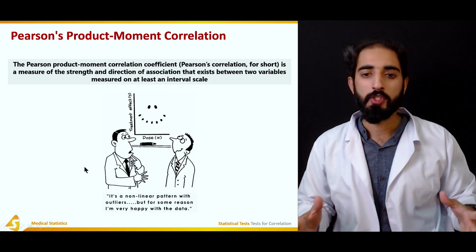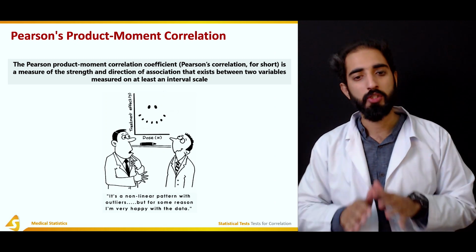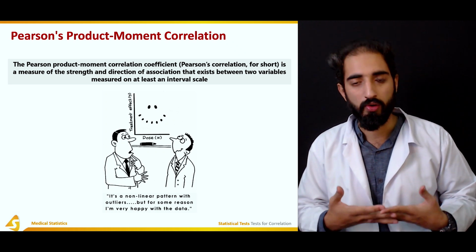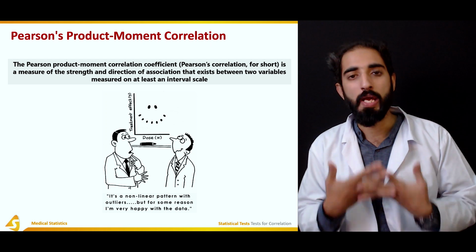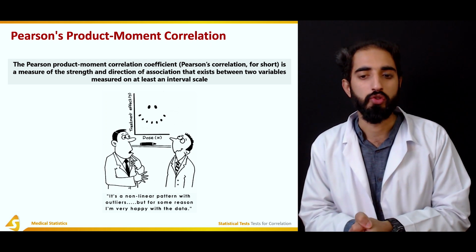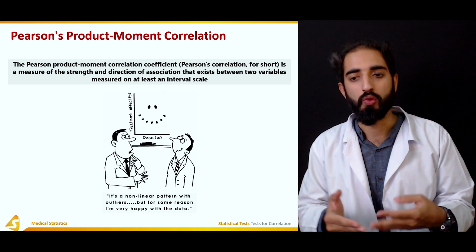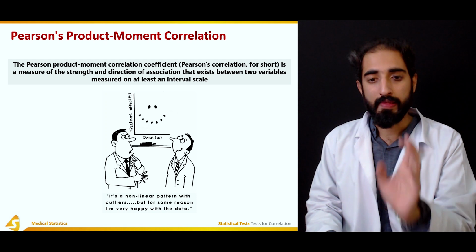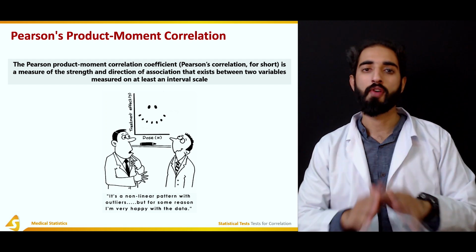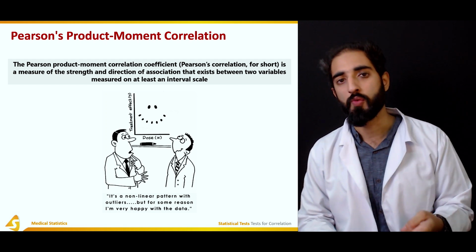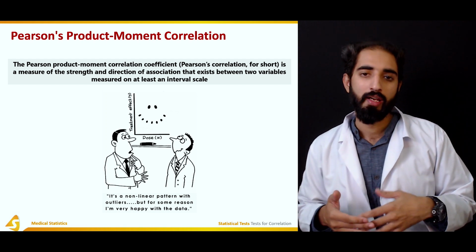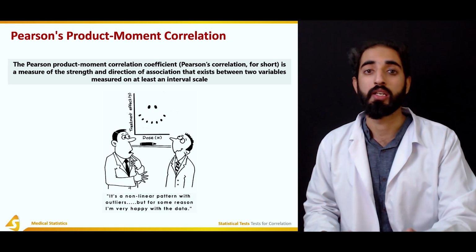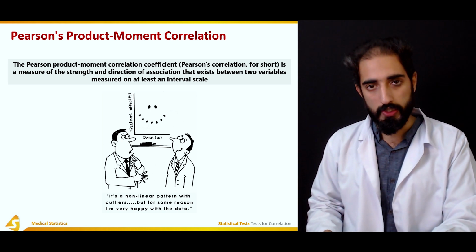So Pearson's product moment correlation, what is it? The Pearson's product moment correlation coefficient, also known as Pearson's correlation for short, is a measure of the strength and direction of association that exists between two variables, measured on at least an interval scale. And this test gives us the finding and interpretation based on which we can say if two things are directly proportional or inversely proportional to each other, or if they are not correlated to each other at all.